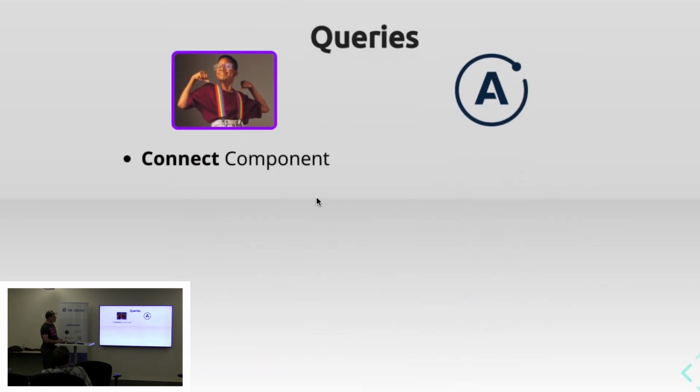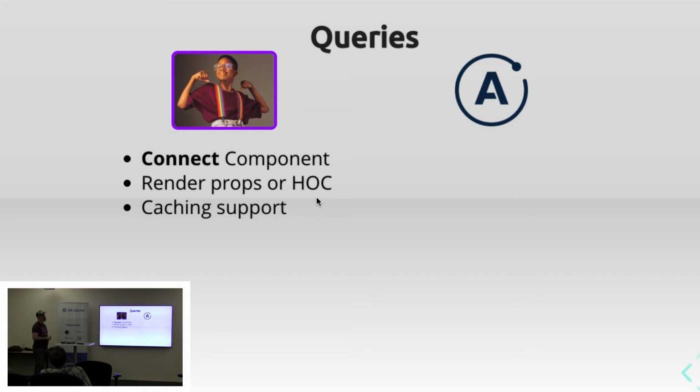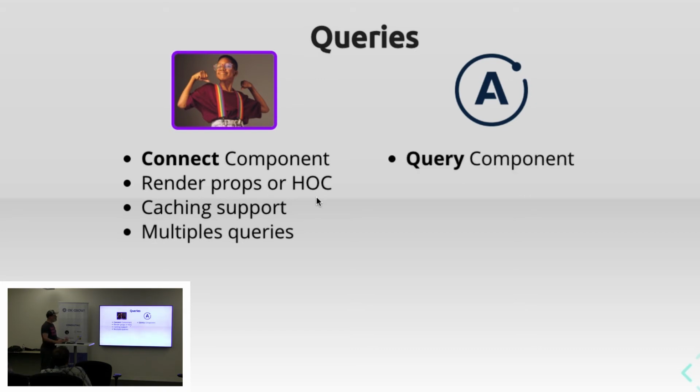So how does that work for Urql? For Urql, we use a connect component, and we can just add all of the queries and mutations as properties. This can be done either using render props or higher order components, which is pretty convenient, and it gives us caching support out of the box, and it allows multiple queries. So this is more or less the overview for Urql. For Apollo Client, we are using a specific component, which in this case is the Query component.